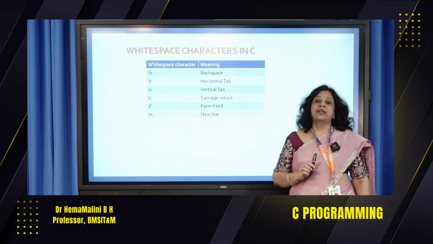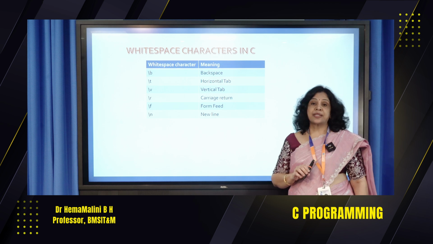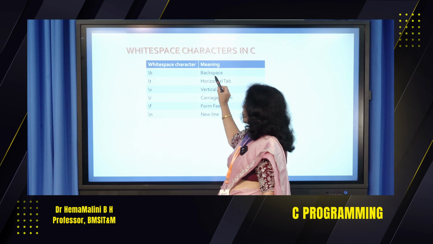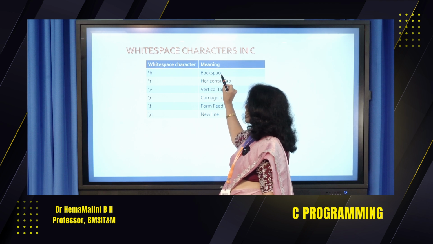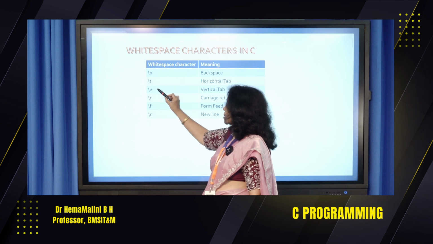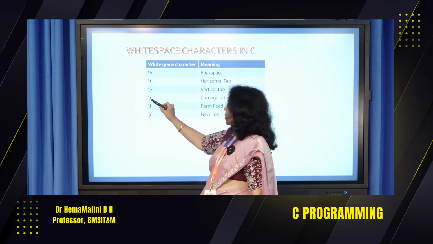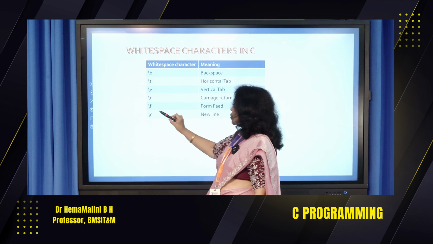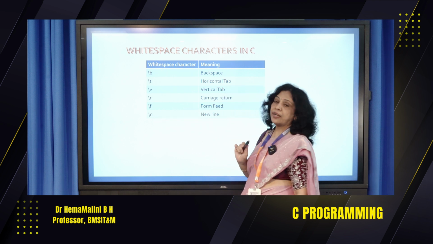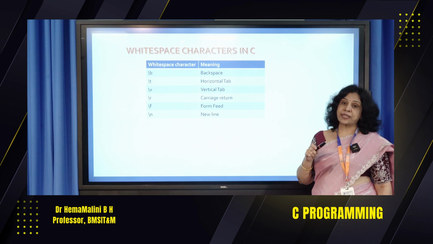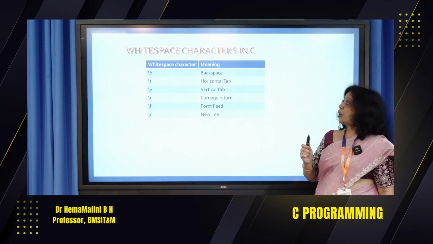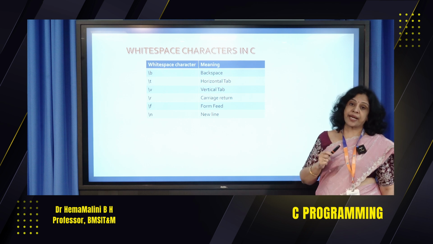Now let's see the white space characters in C. Slash B, as we saw in the escape sequences, is a backspace. Slash T is horizontal tab. Slash V, vertical tab. Slash R, carriage return. Slash F, form feed. Slash N, new line. So we had a set of all escape sequences, and from those we have just separated out the white space characters.